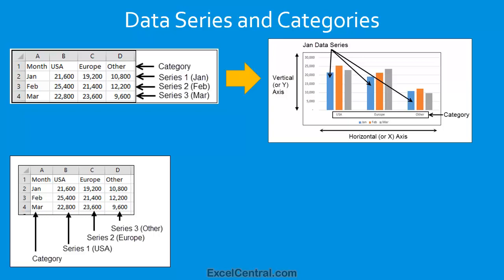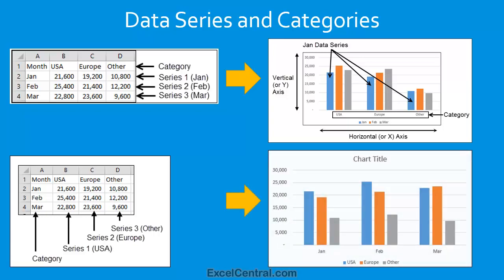And when Excel charts the data in this way, you can see that the chart has changed. Instead of January, February and March appearing in the legend, USA, Europe and Other now appear in the legend, and January, February and March have now become categories. Well, now that you understand that Excel can take two different views when looking at the source data for a chart, we're ready to move on to the lesson.